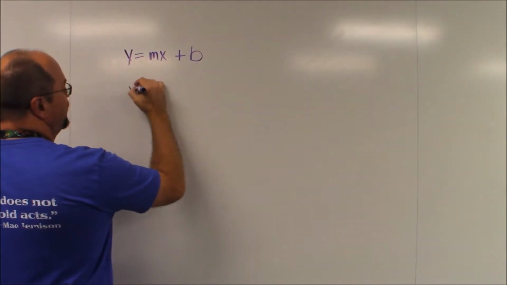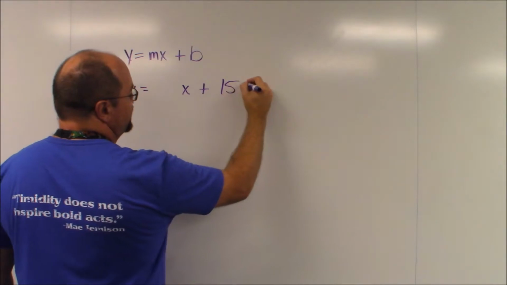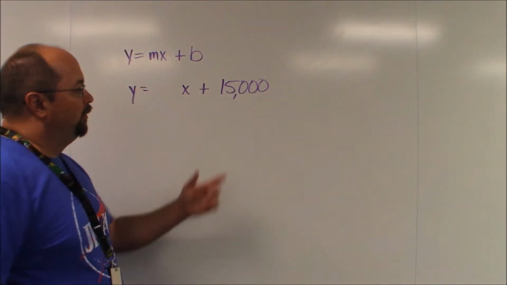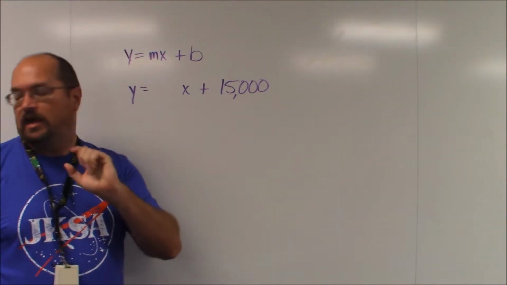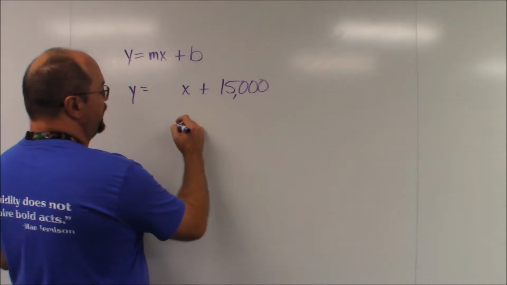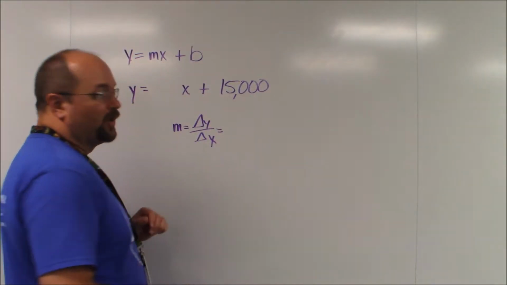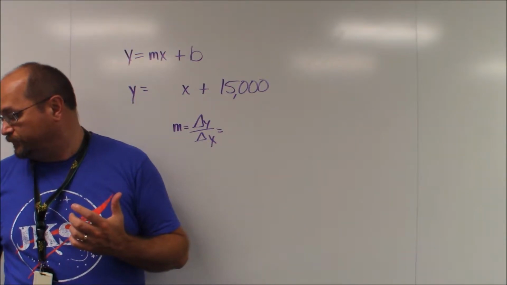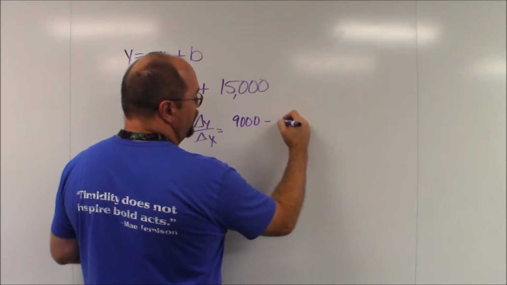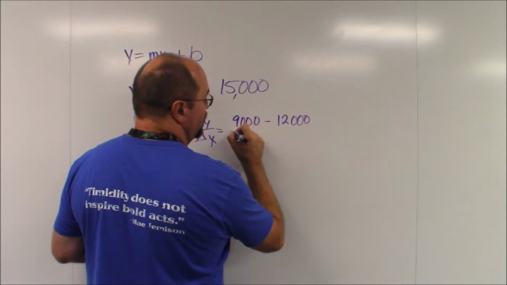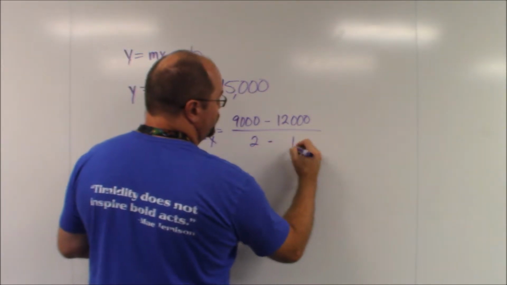But let's go ahead and I'm going to leave a little bit of space this time since the numbers are a little bit bigger. But our y-intercept is going to be 15,000. Now we're going to do our slope formula. So remember, slope is change in y divided by change in x. For our y2, we're going to use 9,000. For our y1, we're going to use 12,000. For our x2, we'll use 2. And for our x1, we'll use 1.